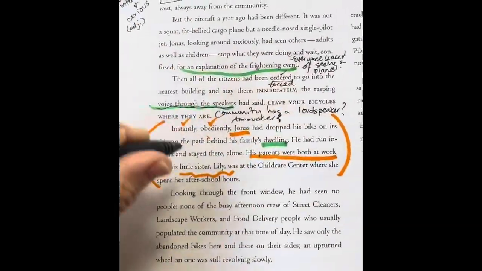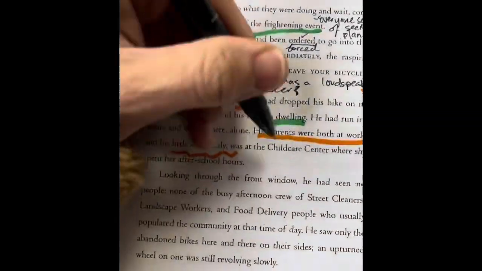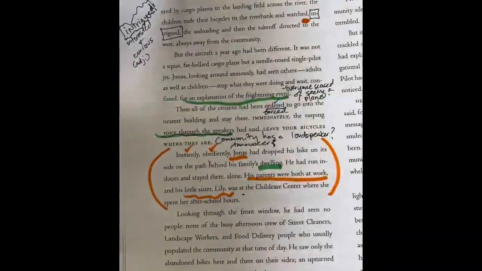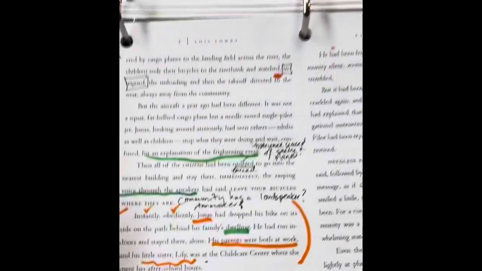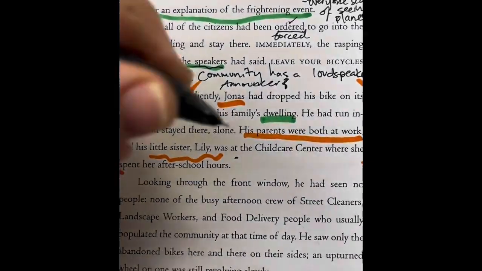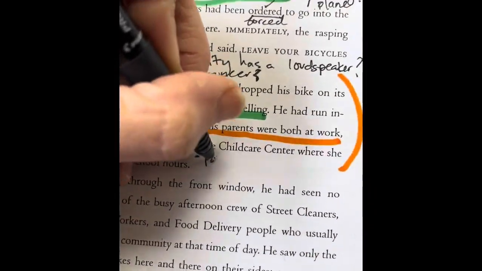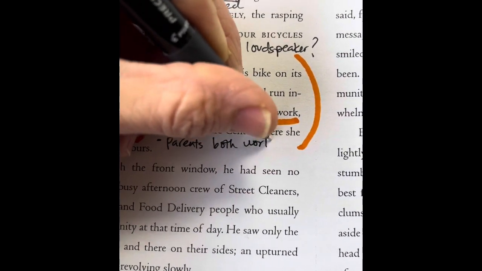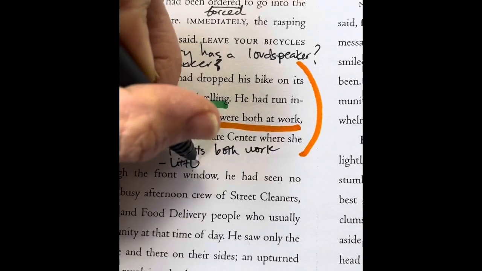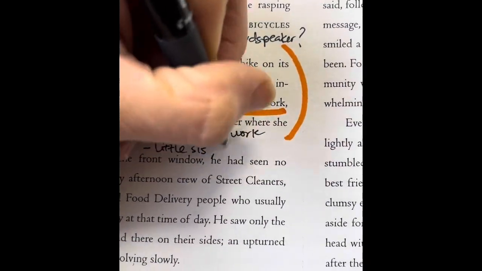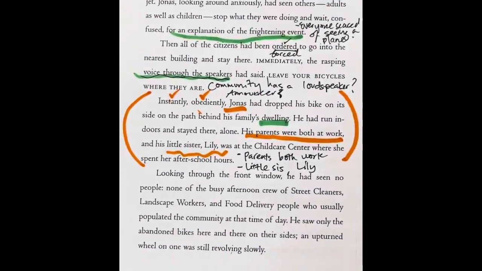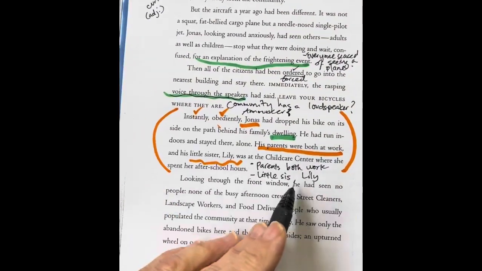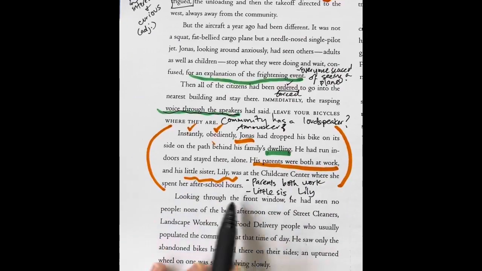This just helps me to understand, but now I need to write something down to summarize so that if I were to look at this, if I were to write about it, whatever, everything's already there for me. Okay, so I can say parents both work. Little sister Lily. Okay. She spent her after school hours. So then what do we know about Lily? She's school aged, but kind of young.